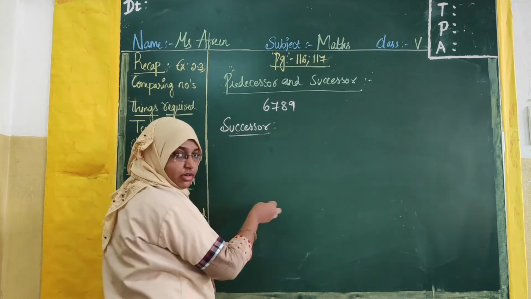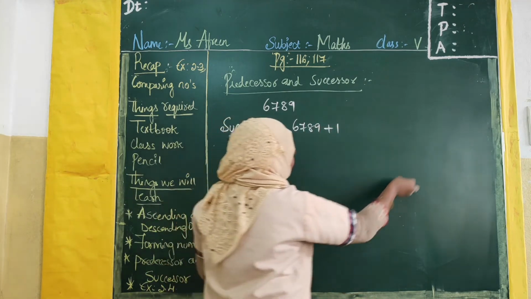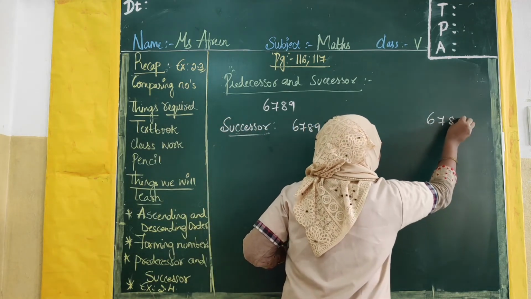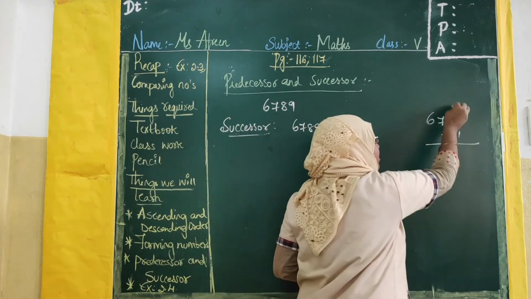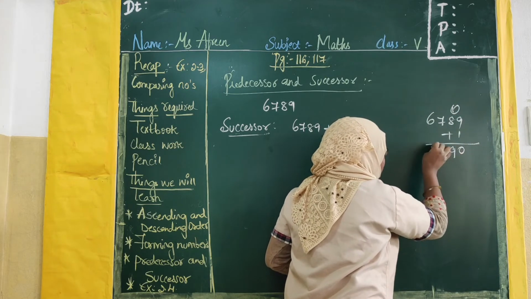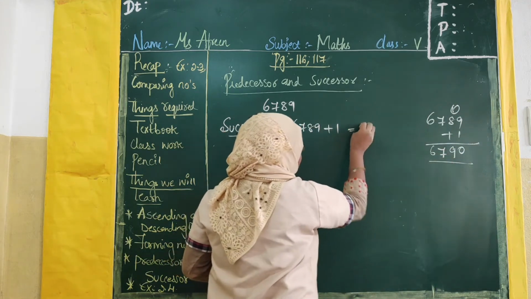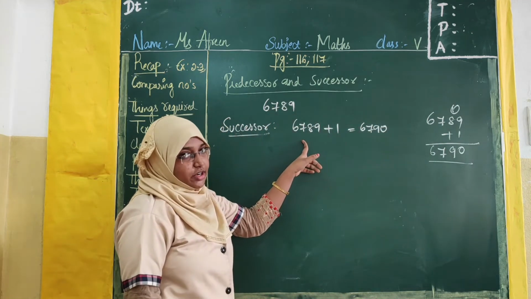In this way we will get the successor. So 6,789 plus 1. We will use the rough column: 6, 7, 8, 9 plus 1. So 9 plus 1 is 10. 8 plus 1 is 9. Again 7, 6. It is 6,790, the successor of 6,789.